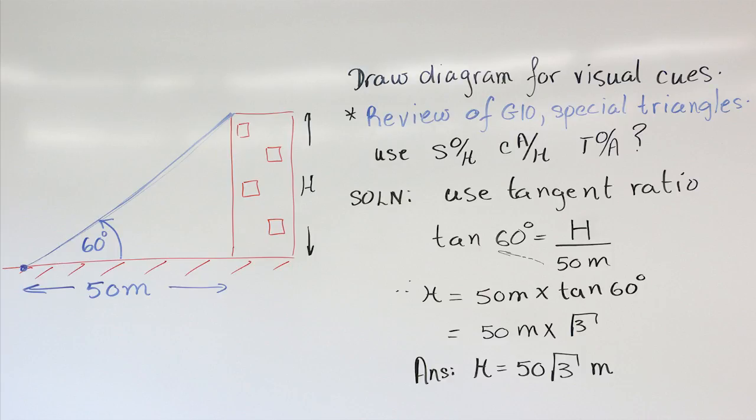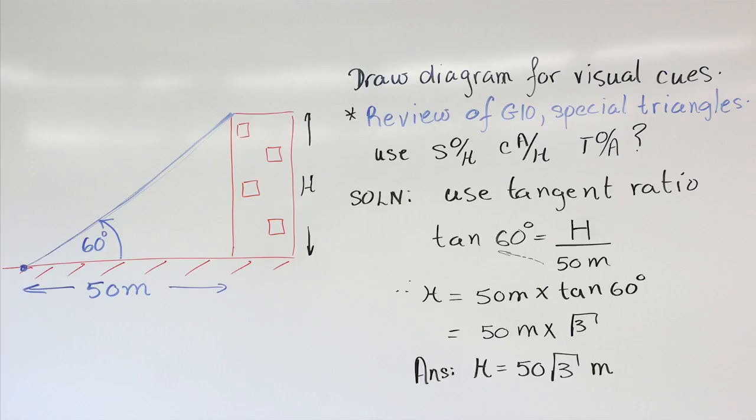And the question you have to ask yourself is, is it SOHCAHTOA? Which one would work? Well, clearly it has to be TOA, because tangent of the angle would be opposite, the H, over adjacent, which would be the 50 meters. So for your solution, you must use the tangent ratio, and you state what you're doing.